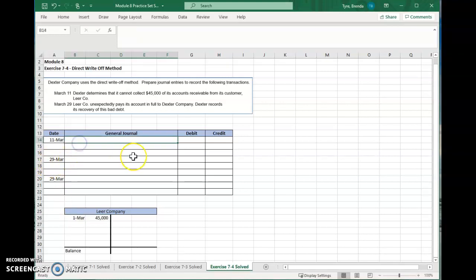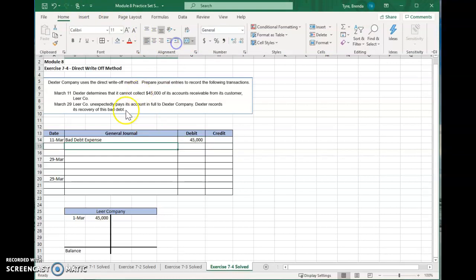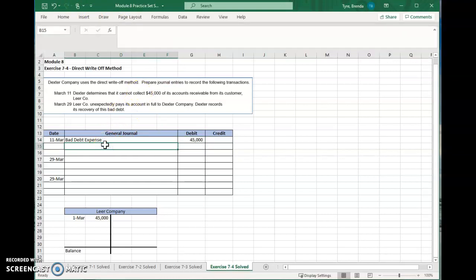We know on the 11th of March that we are not going to be able to collect that. So we do the direct write-off. It goes directly to bad debt expense, and the amount is $45,000. We do a credit to the accounts receivable, and here we say accounts receivable, and we do note the name of the company, so we know which subsidiary ledger to post it to, and that is $45,000.